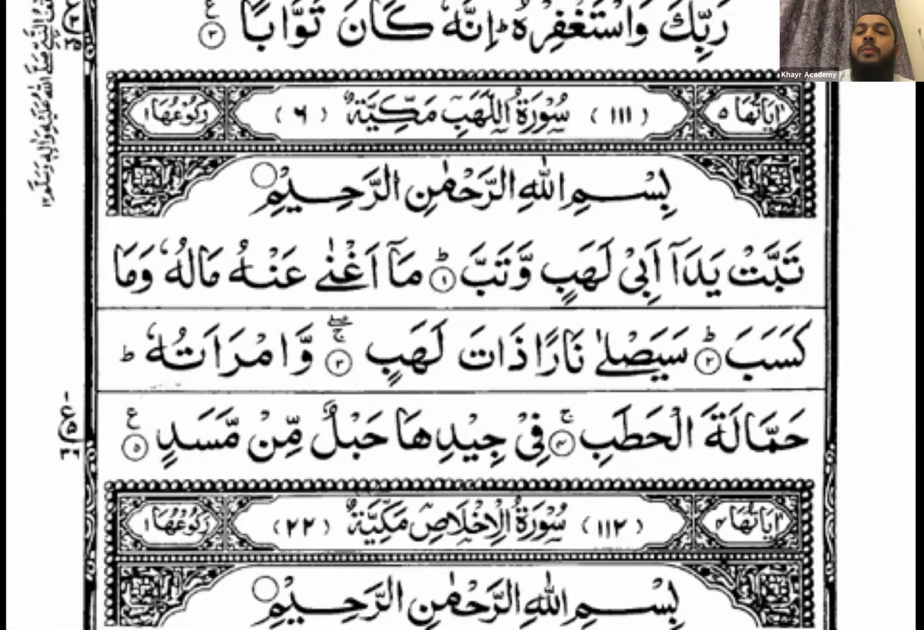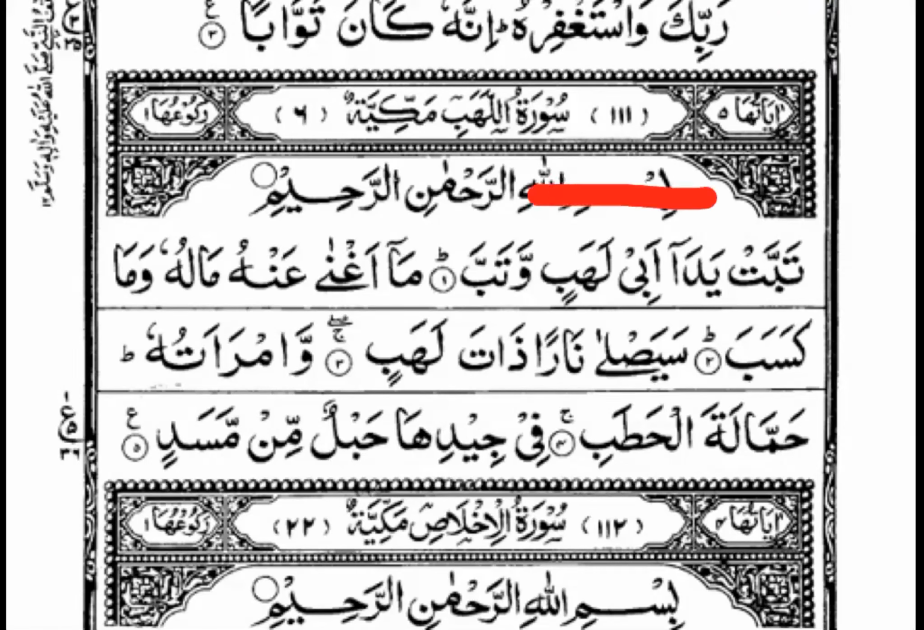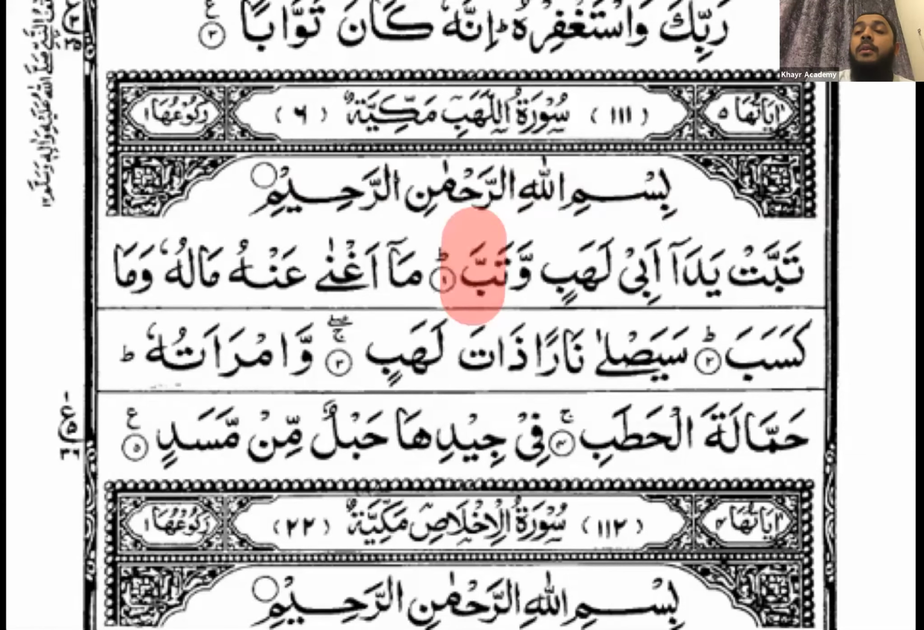أعوذ بالله من الشيطان الرجيم. بسم الله الرحمن الرحيم. Remember here, it's got a shadda. We are not going to read the shadda, but we would make it sakin and put some emphasis on it. Okay. So tabbat yada abi lahabin wa tab.